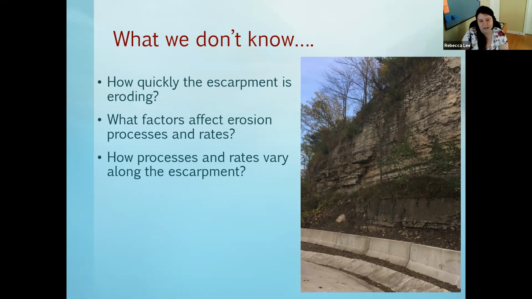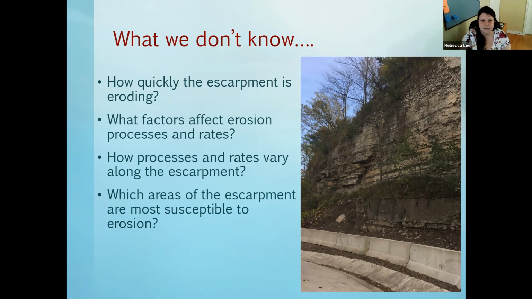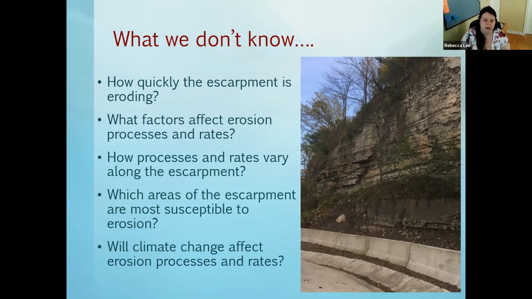So is everything that's happening in Niagara Falls the same as what's happening in Hamilton, the same as what's happening in the Bruce Peninsula, or are there lots of differences? And then if there are differences, which areas would then be most susceptible to erosion? Which areas do we have to think about preserving, the trails and the infrastructure around them? And then always talking about kind of looking to the future, will climate change affect erosion processes and rates? We know that water and temperature is a big consideration. So how is that going to change as the climate continues to change?